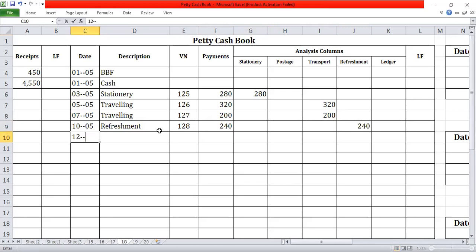Then 12th of May. A4 sheets. 129 is the voucher number. Value is 150. Where can we analyze it? Stationery 150. A4 sheets, stationery, 150.